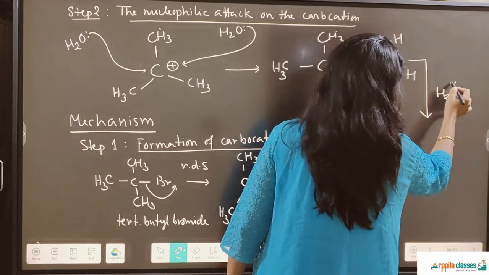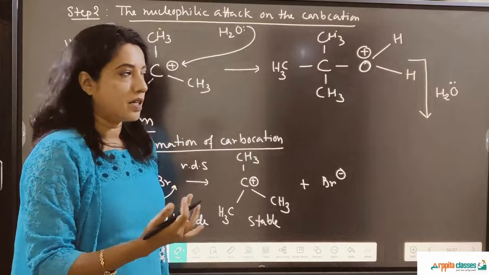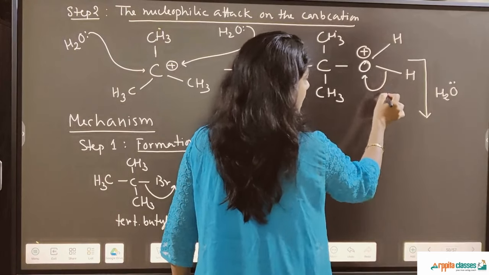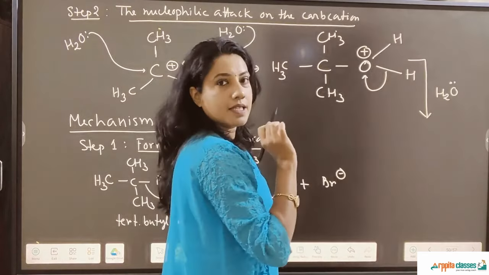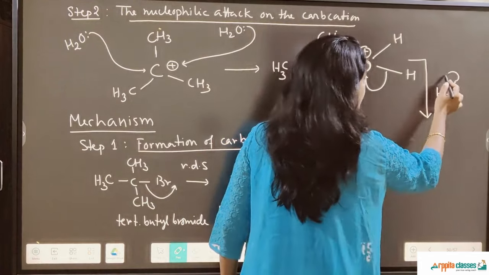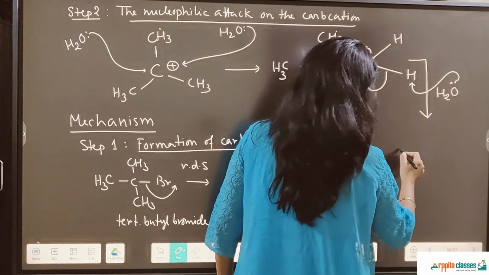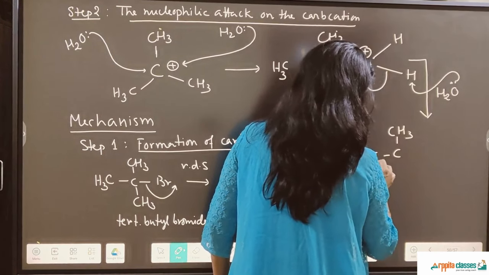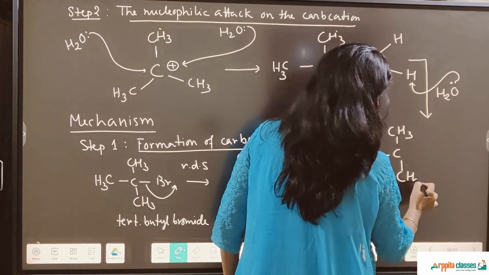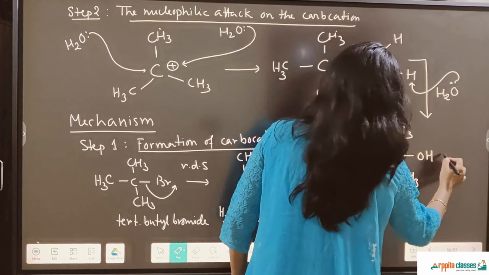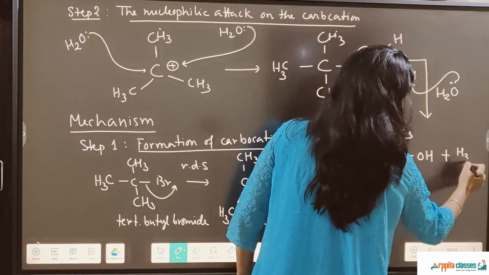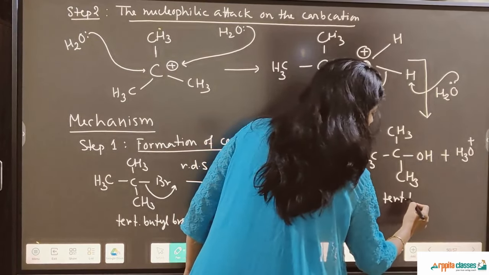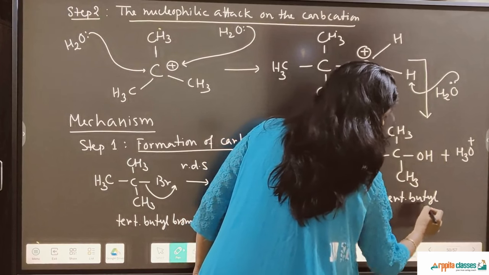Now this oxygen, to neutralize its positive charge, will pull the electrons from one of the hydrogens. So this hydrogen will leave as H plus, and this lone pair will be given to this hydrogen. So finally you are getting CH3, CH3, CH3, and this is your OH alcohol plus H3O plus. So this is your product, that is tertiary butyl alcohol.